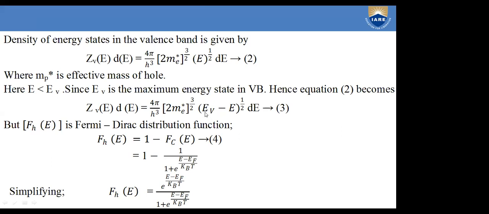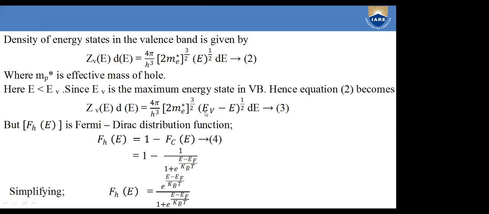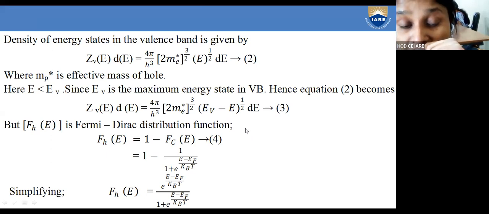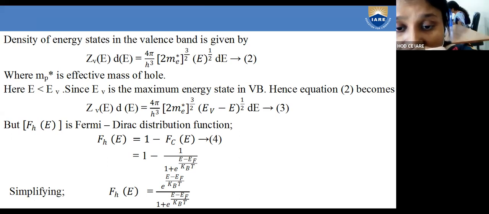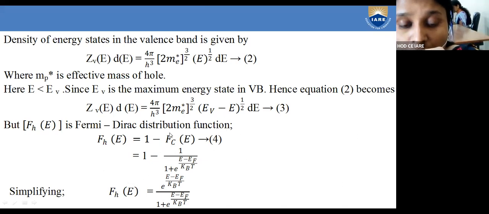What is EV? EV is the topmost energy level of valence band. And here we are selecting an energy interval above EV or below EV. Not above, because EV is the topmost energy level, and above it we have the forbidden energy gap. So we have to consider energy levels below EV. That's why we are modifying density of energy states by replacing E with EV minus E.